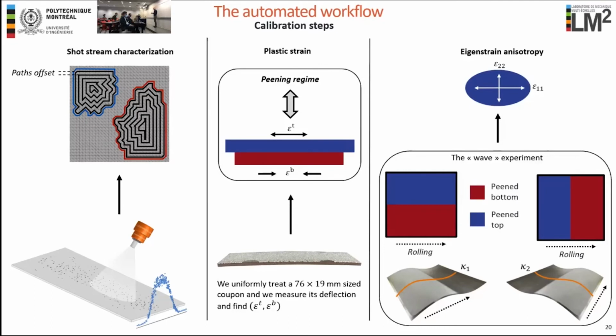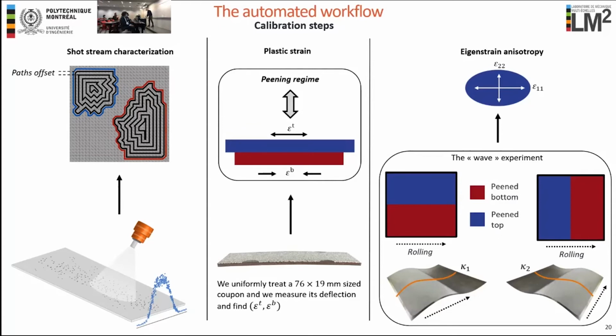But this proportion varies from one type of aluminum to another. So it has to be quantified for each particular component. And to quantify it, we perform what we call the wave experiment. So what we do is we treat two plates using a wave pattern, which looks like this: treatment of one half from one side and of another half from another side. This provides us with a beautiful wavy shape like this.